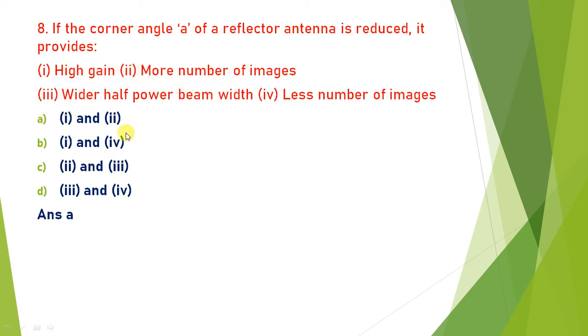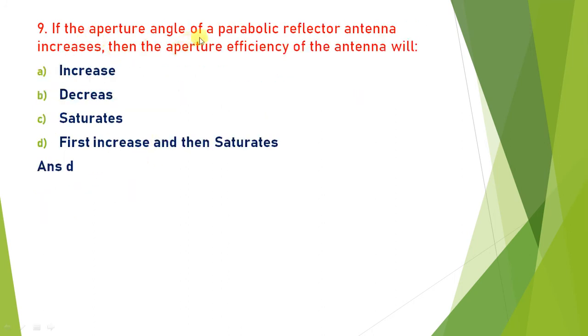So the answer is A. If the aperture angle of a parabolic reflector antenna increases, then the aperture efficiency of the antenna first increases and then saturates. Generally the taper angle or aperture angle is nothing but the feed angle. If the feed angle increases, then the coverage area increases, that means directivity increases. But directivity increases only at the first stage. Efficiency is also increasing, but after that it will saturate. So the answer is D.